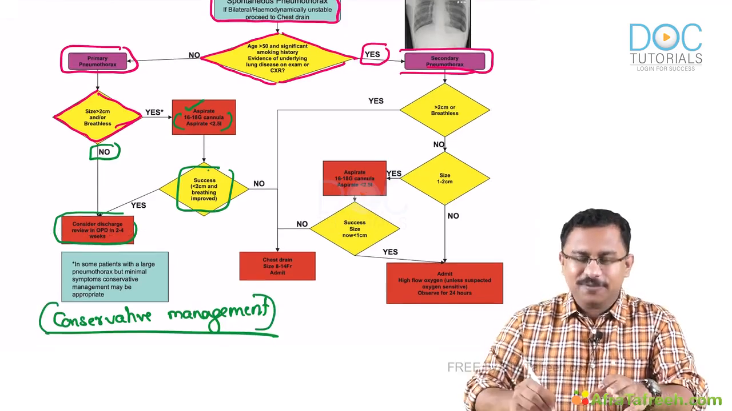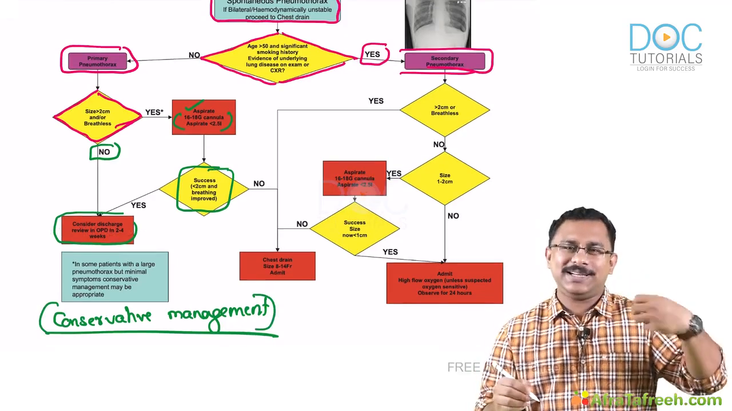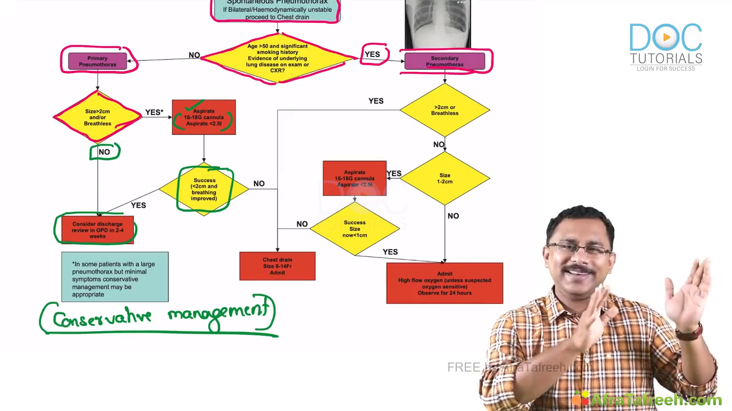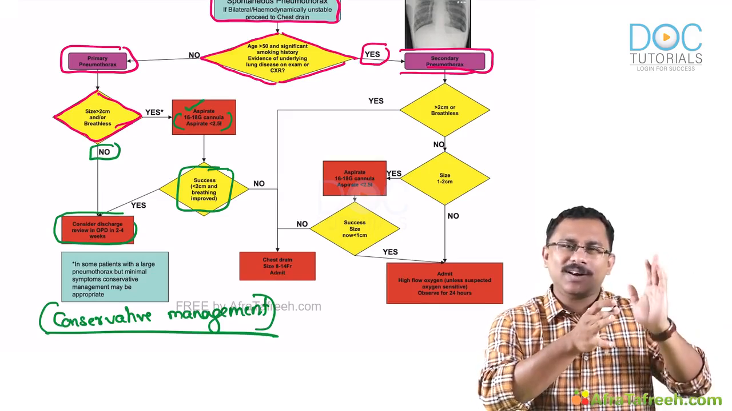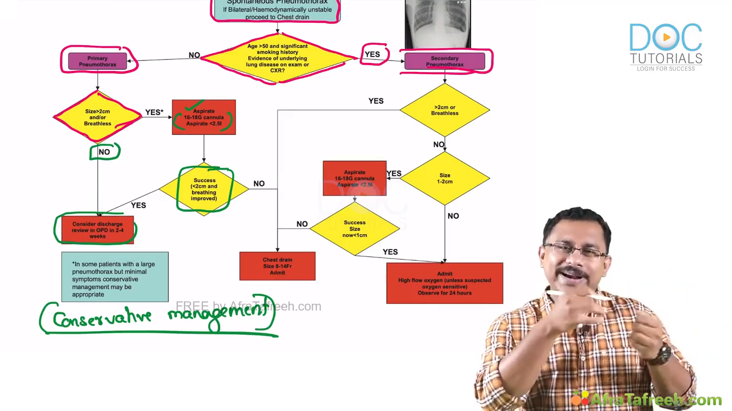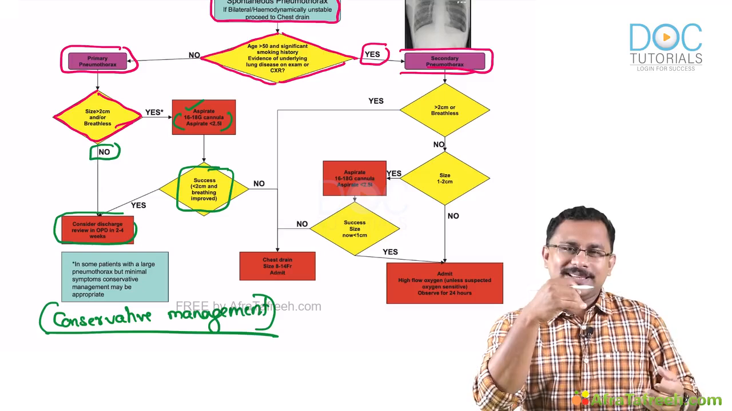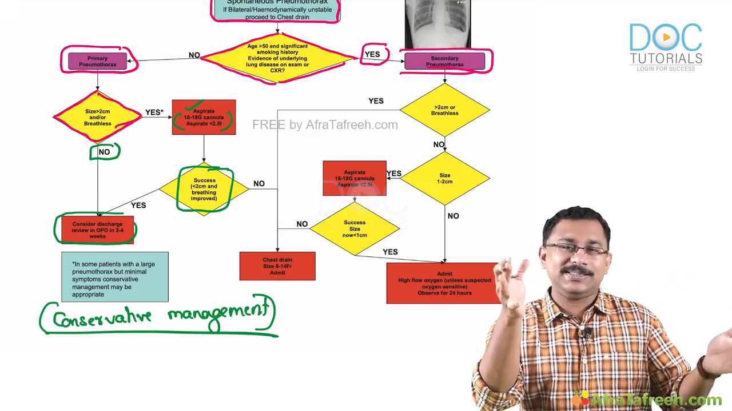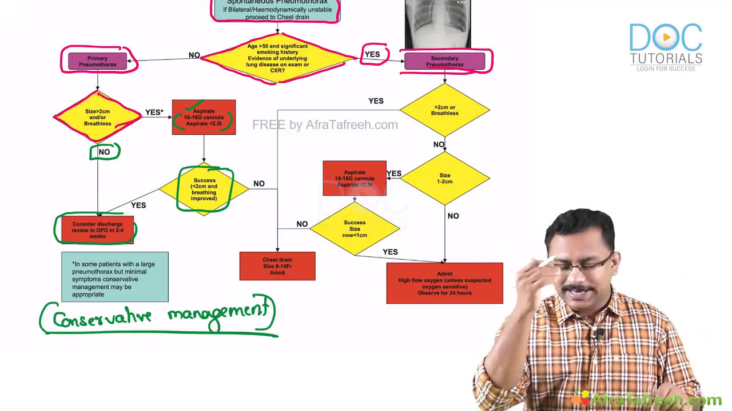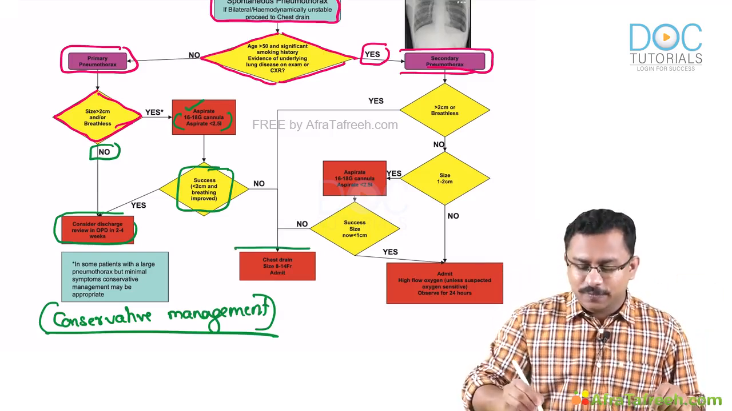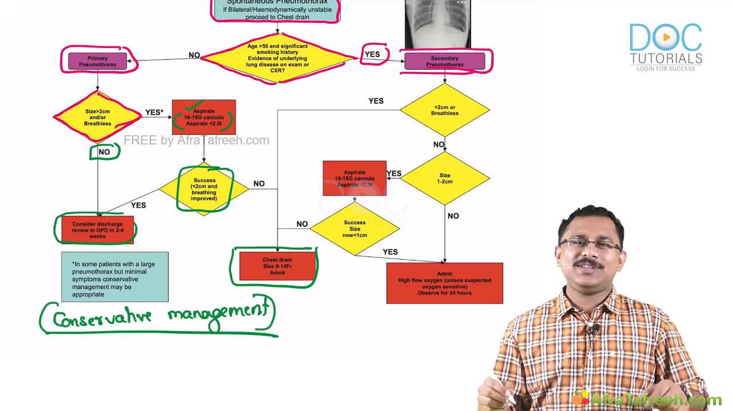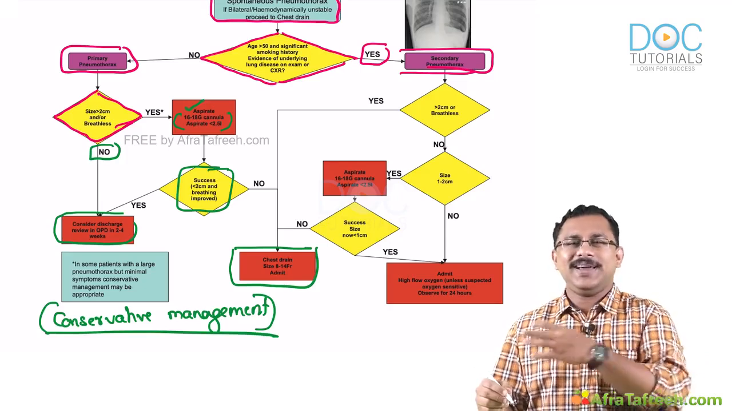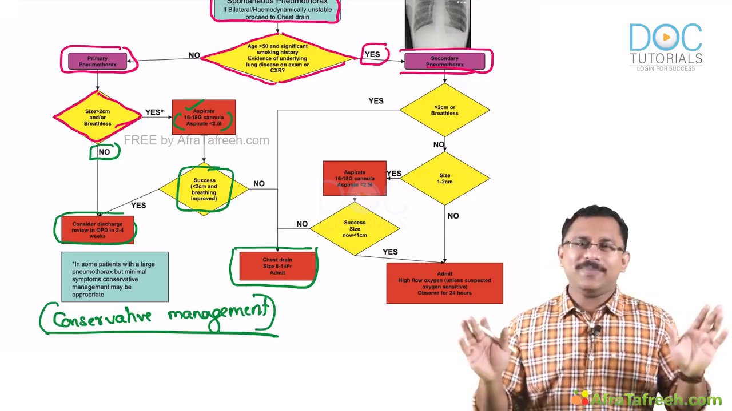Now suppose even after your aspiration, it was a probable primary spontaneous pneumothorax, the size was around 4 centimeter. So you tried aspirating, you took the repeat X-ray, but in the repeat X-ray also you have a pneumothorax persisting, or probably it is increasing in size. In such a scenario, you will have to go for your ICD. That is, you have to put your intercostal tube and connect it to an underwater seal. That has to be done.